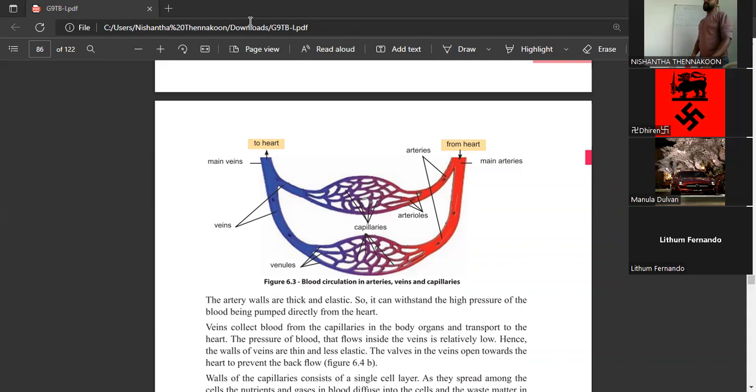So they don't make use of the three dimensions when it comes to transportation. But if you look at blood vessels, they make use of it.